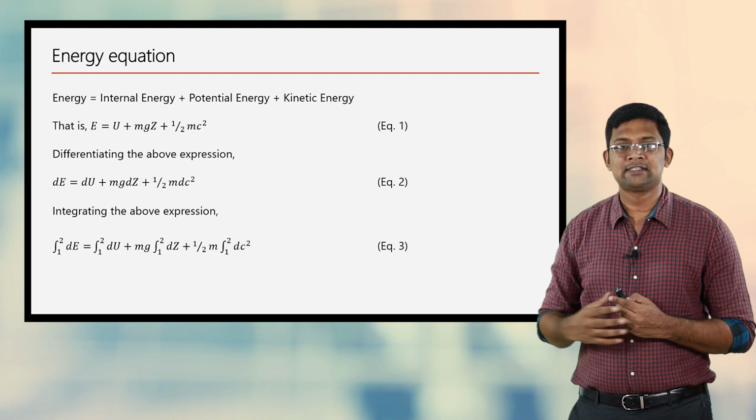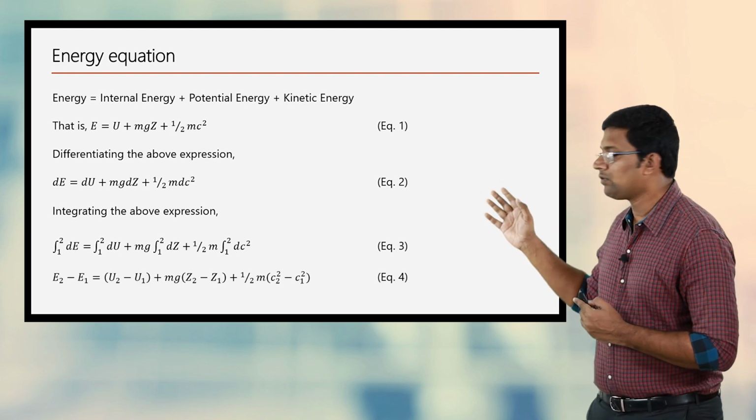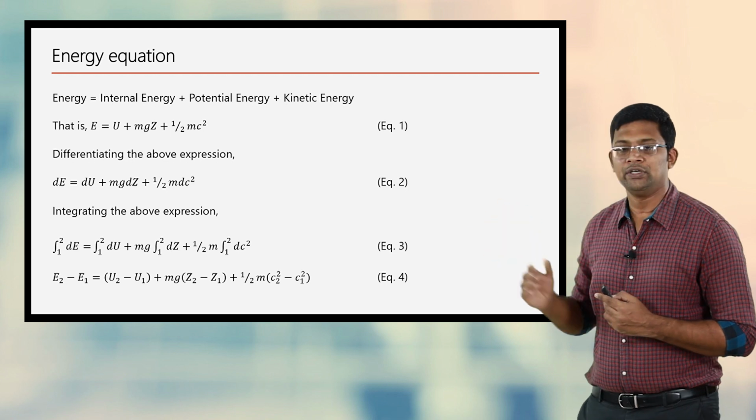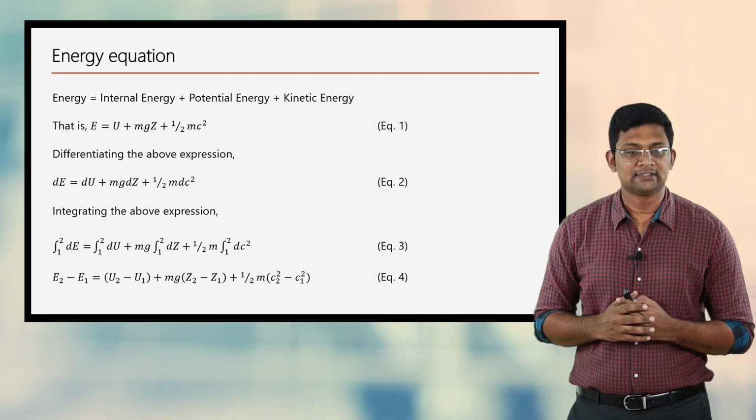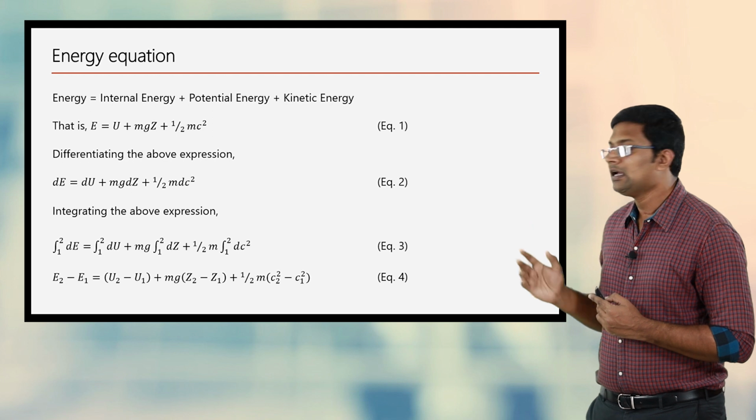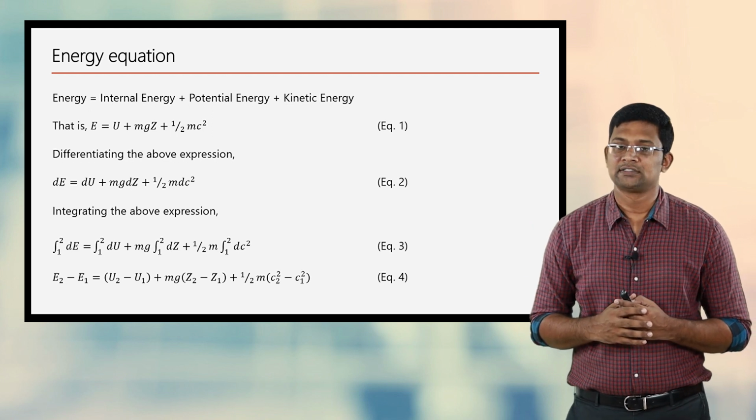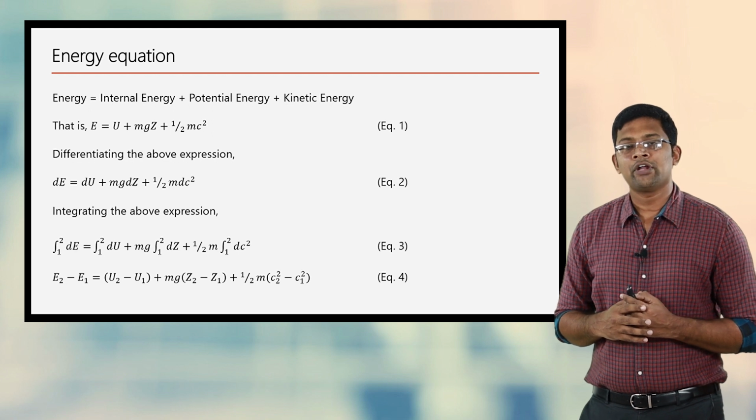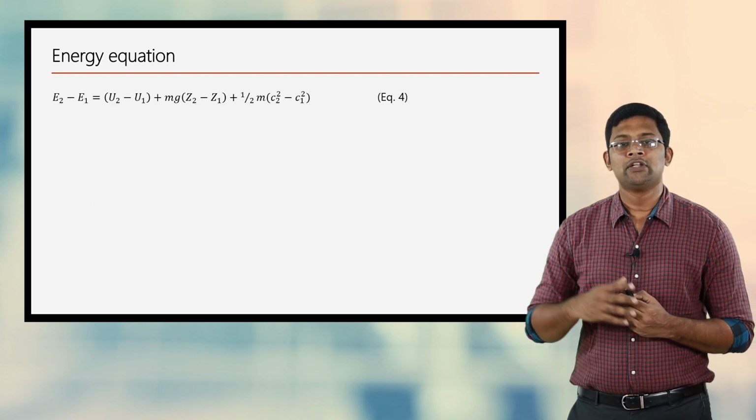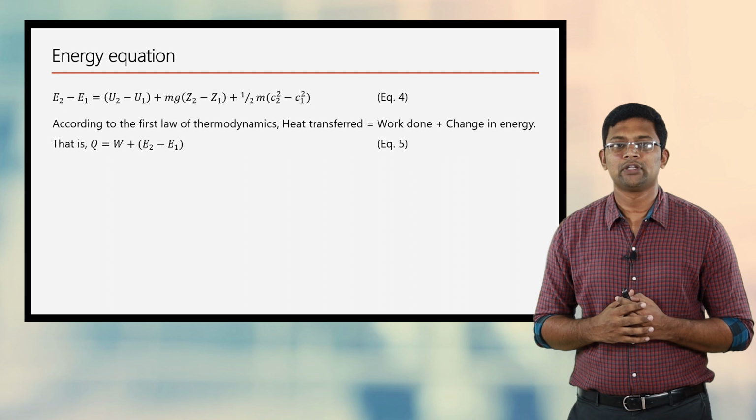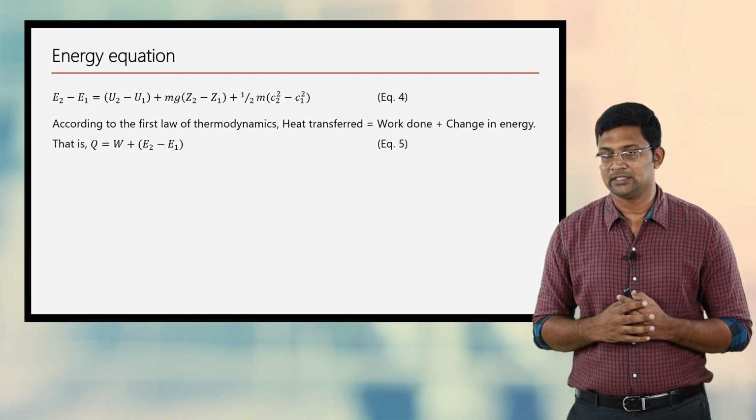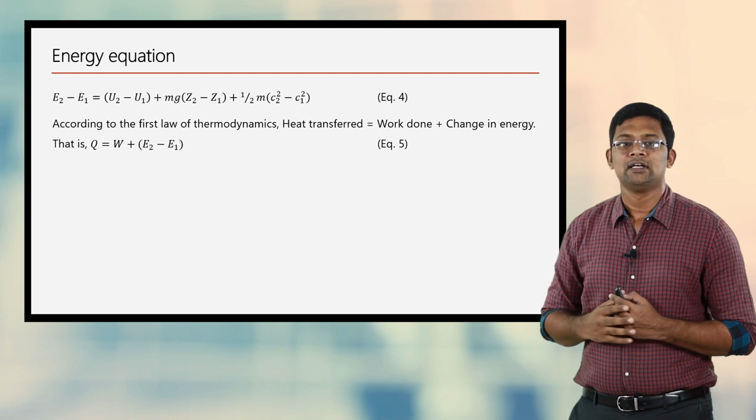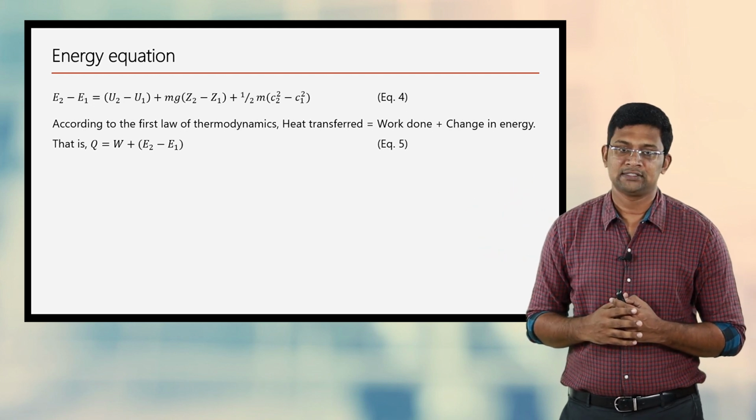Now let's apply the limits. E2 minus E1 is equal to U2 minus U1 plus mg into Z2 minus Z1 plus half m into C2 square minus C1 square. Now, according to the first law of thermodynamics, we know the heat transferred is equal to the work done plus change in energy. That is, heat transferred Q is equal to work done W plus change in energy E2 minus E1.